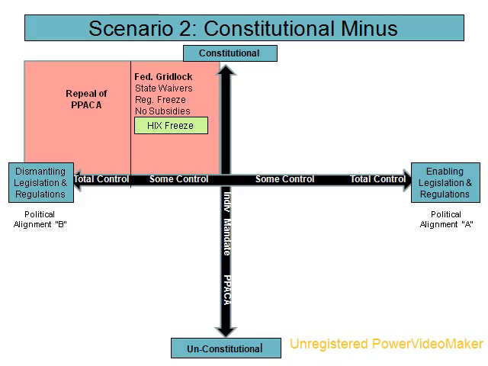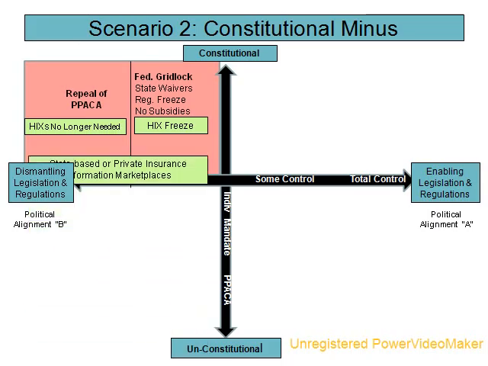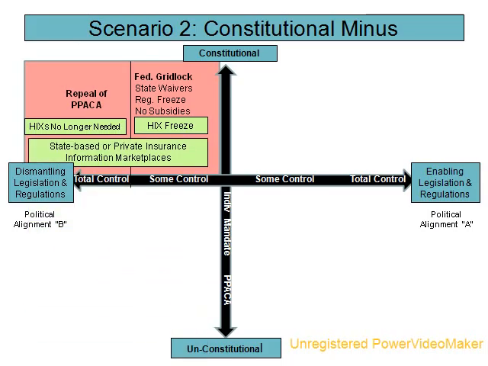If there was total control by political alignment B, there we would see a repeal of the legislation so that the exchanges would no longer be needed. However, in both scenarios, there is potential for a state-based exchange regardless of what happens at the federal level, much like Massachusetts, Utah, and maybe what some other states are beginning to plan for.